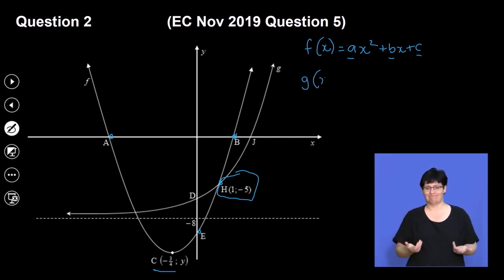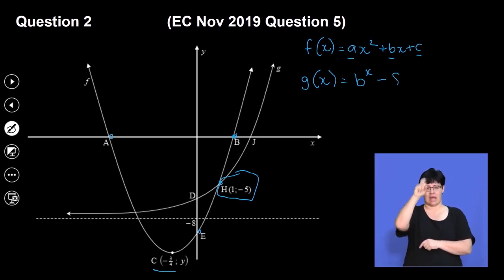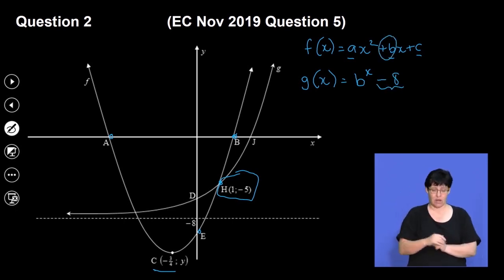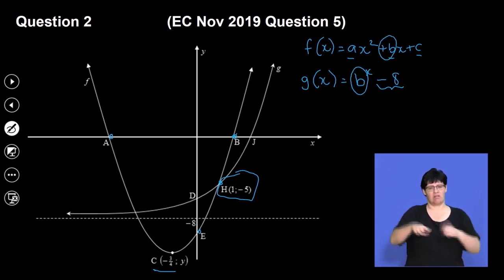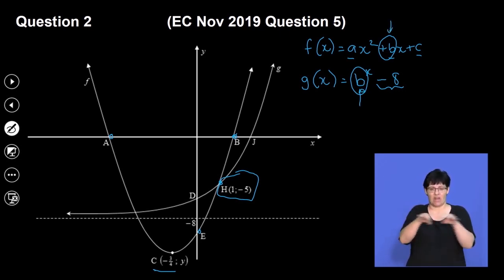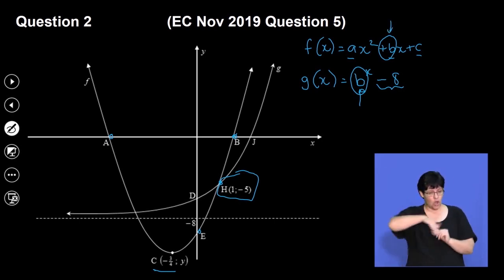But if you look carefully, the equation of the exponential curve, y or g of x, is equal to b to the power of x minus 8. So we know that q is equal to -8 from the last question. Because those are the same variable, they're actually the same value. So if we can find the value of b, the base of the exponential equation, then we can use that same value of b over here.